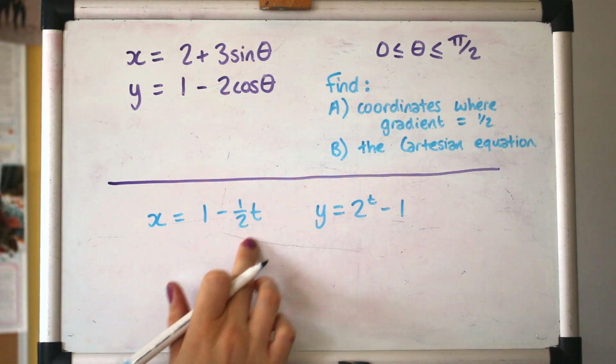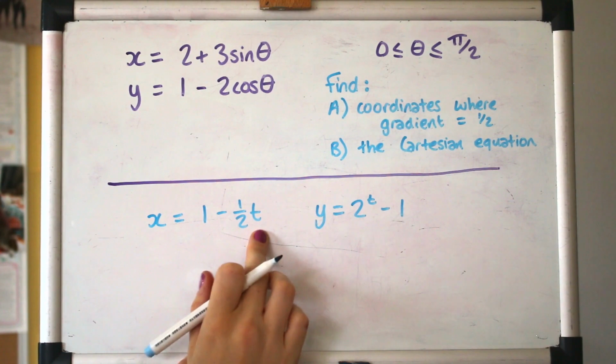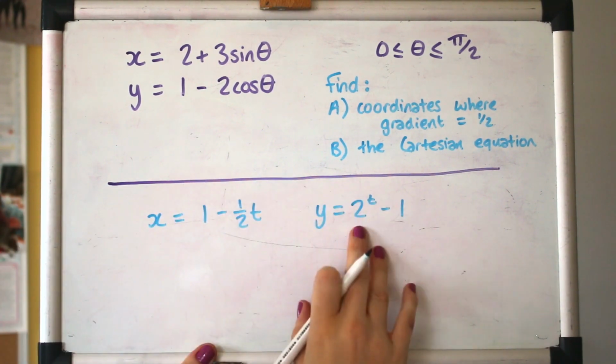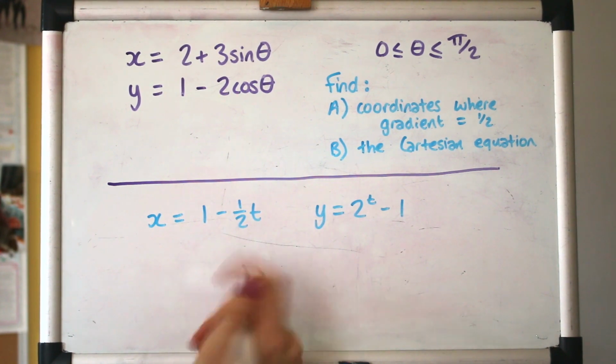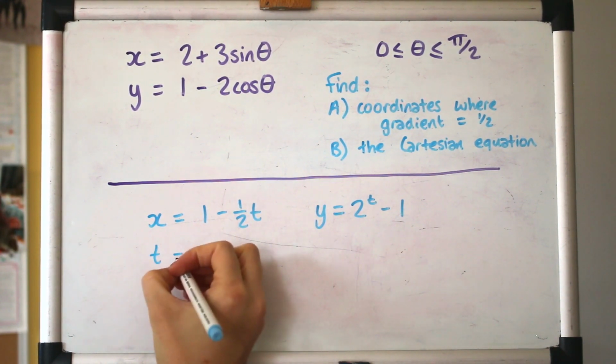All you need to do is rearrange that equation to make t the subject and then substitute it into the other one. You can do it for either way round, but this one's probably easier. So we can make t the subject here.